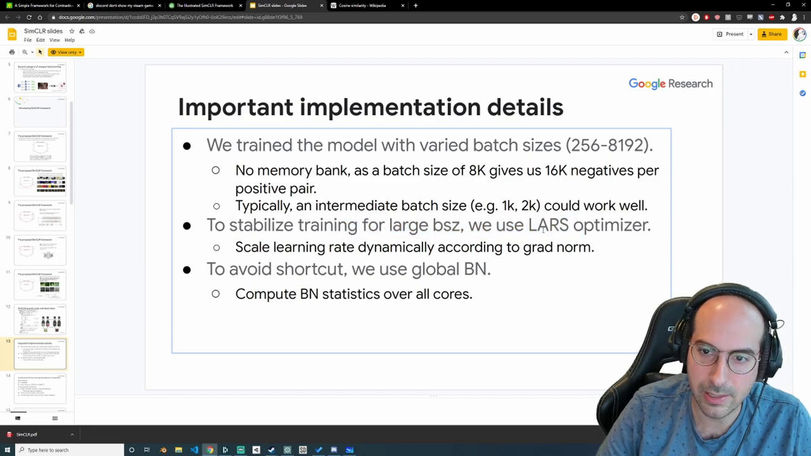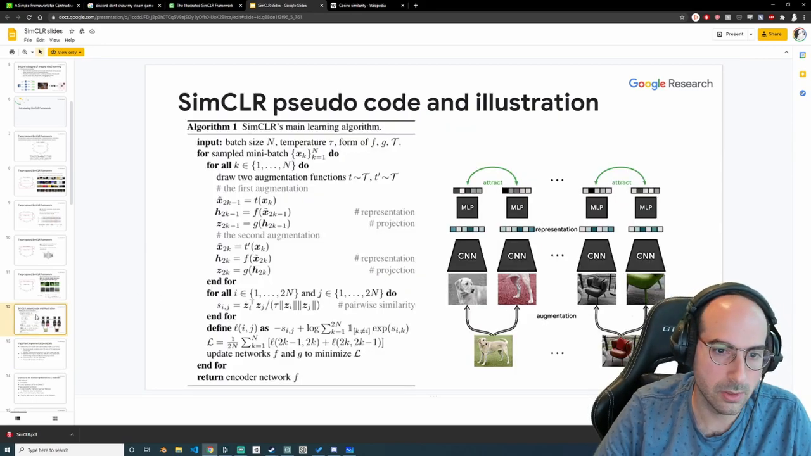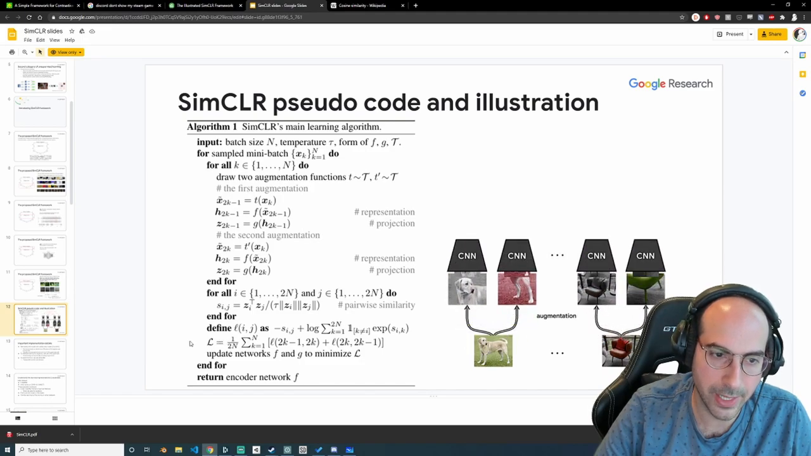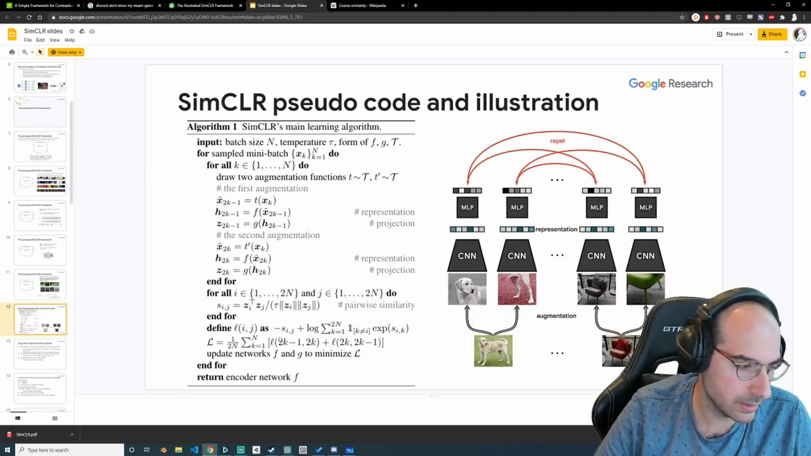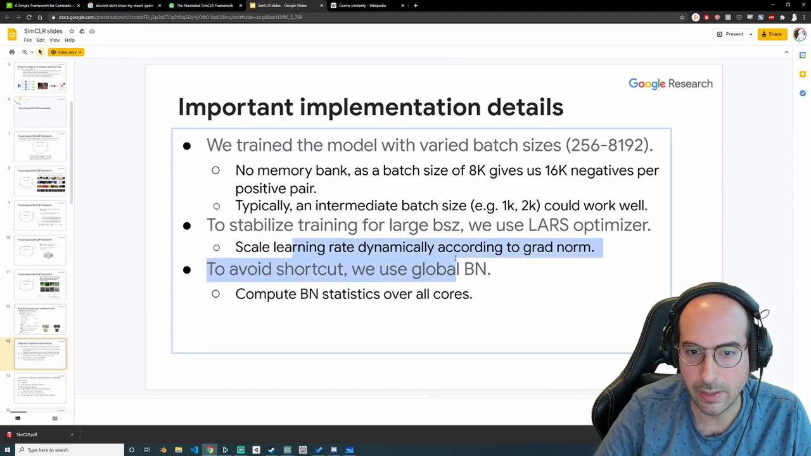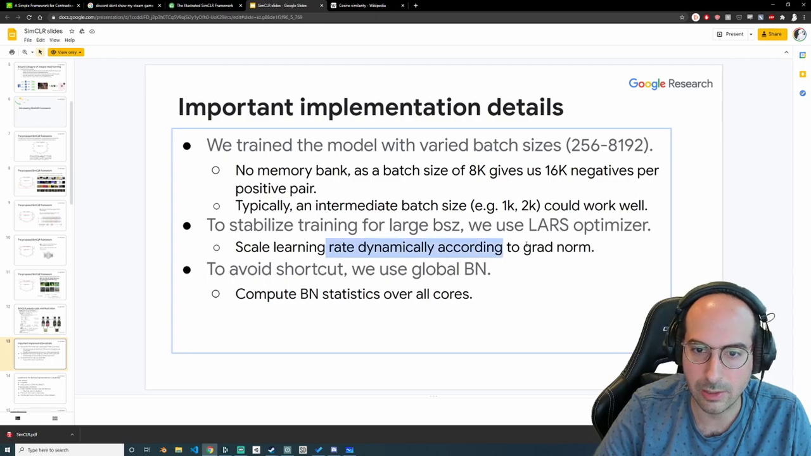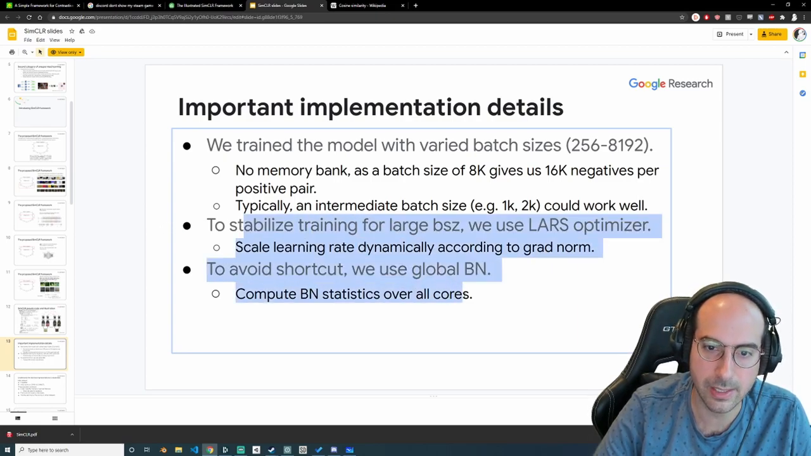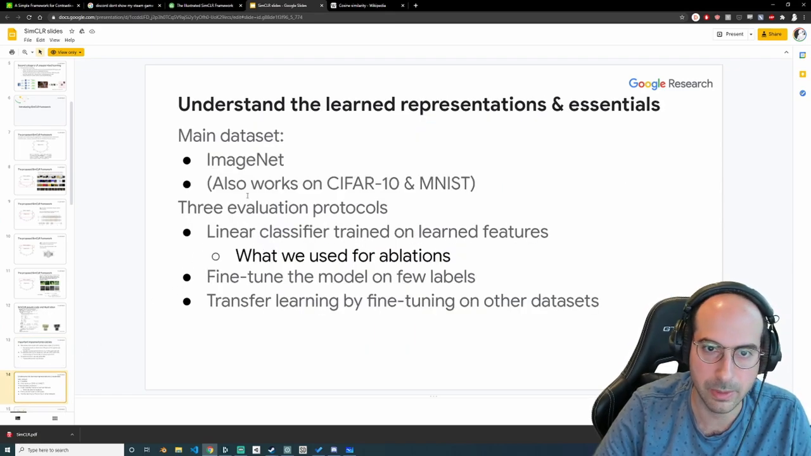So to stabilize training for large batch size, we use the LARS optimizer. I forget how LARS works, but it's a popular optimizer. Oh, so it scales the learning rate dynamically according to the gradient norm. Sure. And to avoid shortcuts, we use global batch norm, which computes batch norm statistics over all cores. Here again, you're doing an update over batches, and in general, normalization is just a way to stabilize training. Otherwise, certain batches will have very high activations. Similarly here, they're saying we want to also scale the learning rate according to the gradient norm. Really, both of these ideas are to make the training a bit more stable.